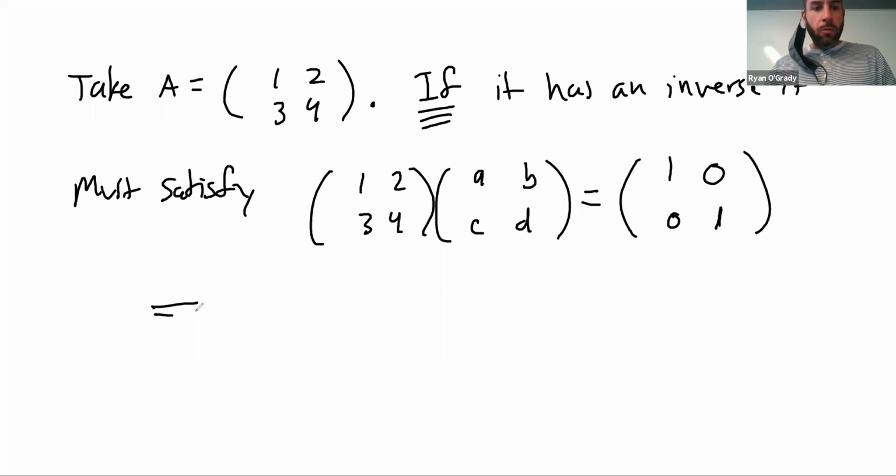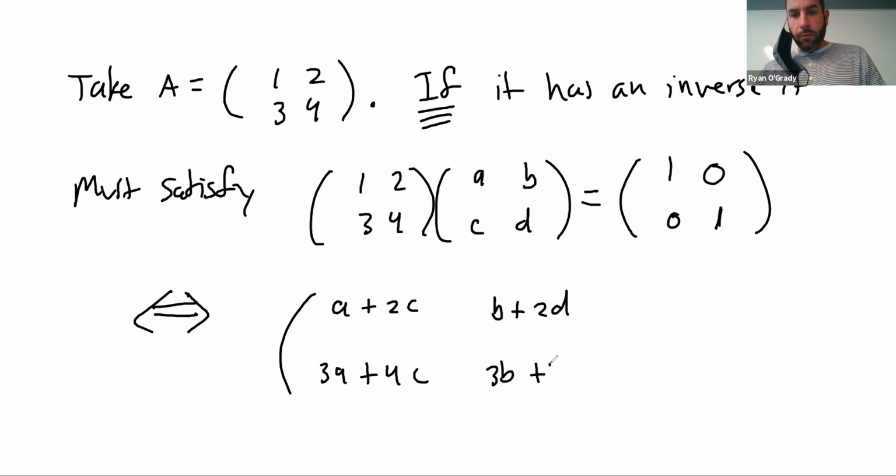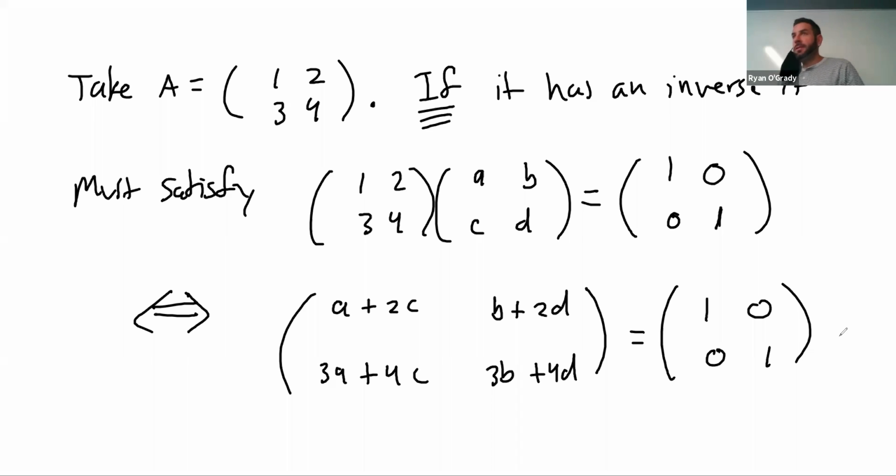Do the multiplication. What is the multiplication? Well, on the left-hand side, you get A plus 2C, and then over here, you get B plus 2D. And then you get 3A plus 4C, and then you get 3B plus 4D. Now, we need those numbers, whatever they are, to satisfy this equation. And what's nice about this is even though it looks overwhelming, the right-hand side is very simple, so you can make lots of conclusions right away.